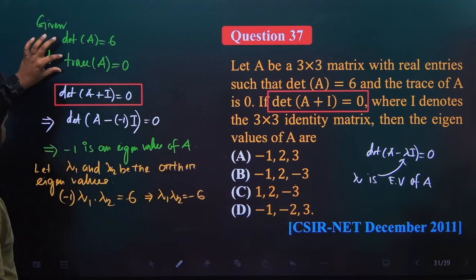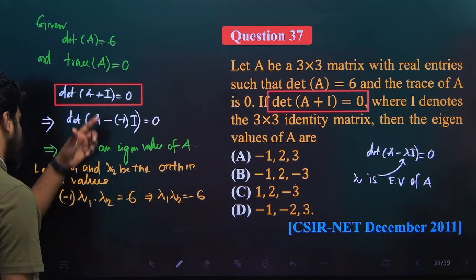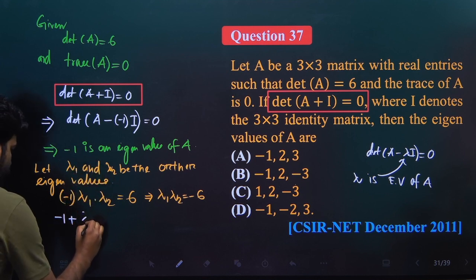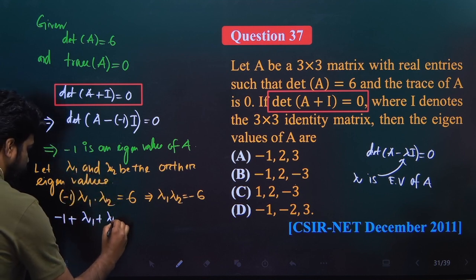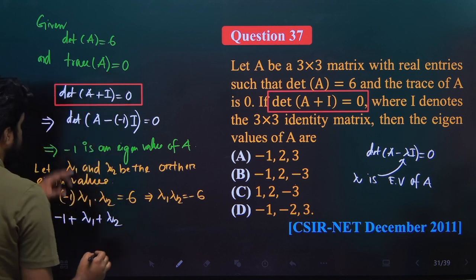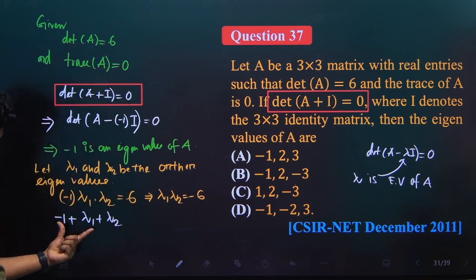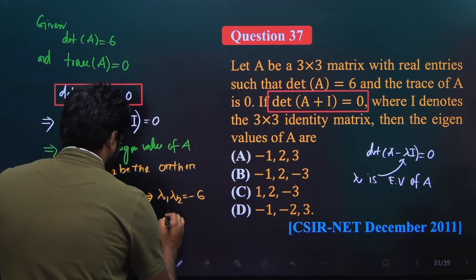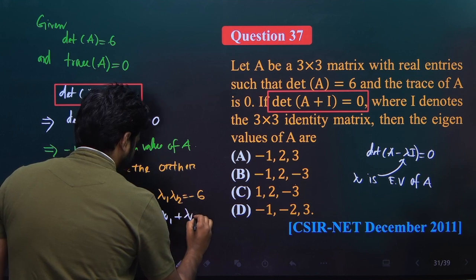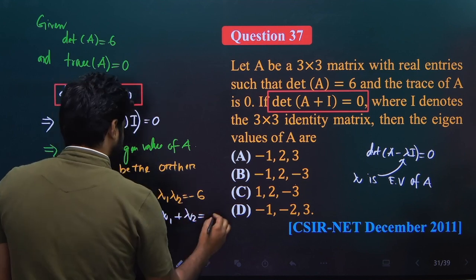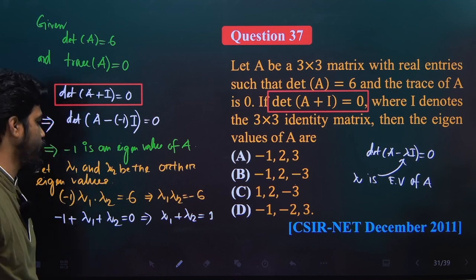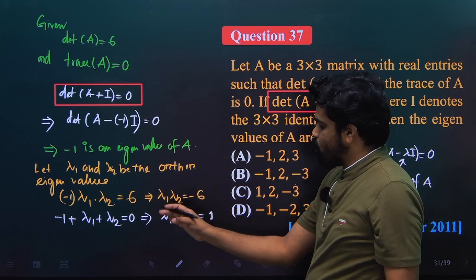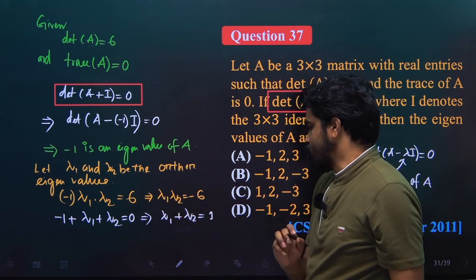And trace A means sum of the eigenvalues. We get -1 is an eigenvalue, and lambda 1 and lambda 2 are the other eigenvalues. So the sum of the eigenvalues, that is the trace of the matrix, is 0. So this implies lambda 1 plus lambda 2 is equal to 1. So we have to find lambda 1 and lambda 2.